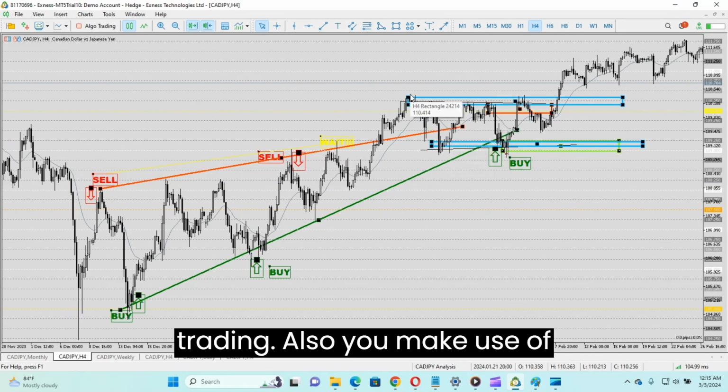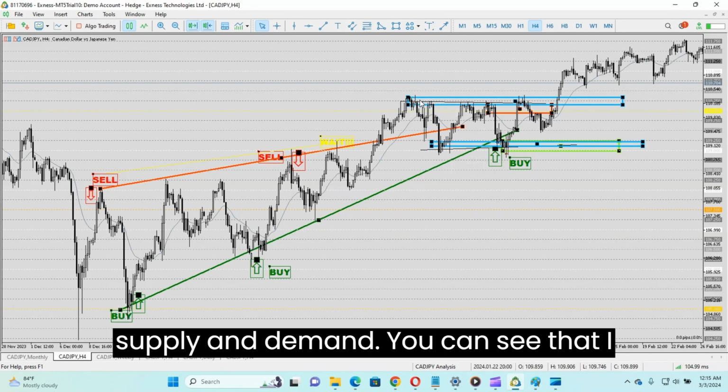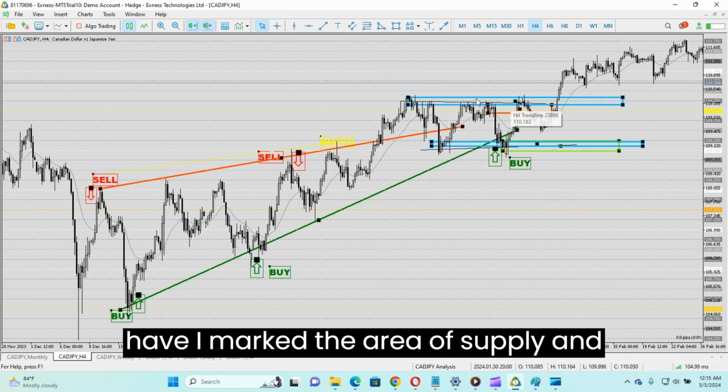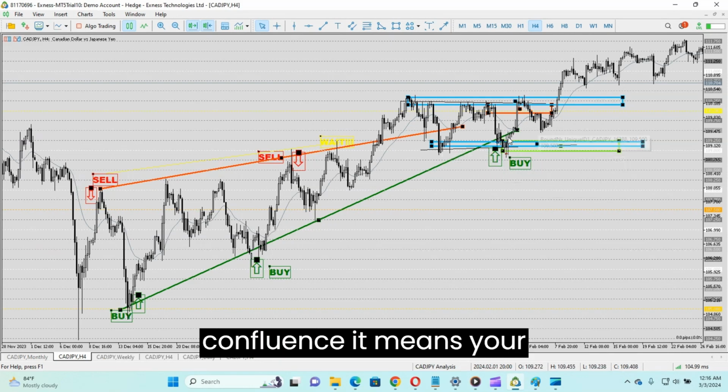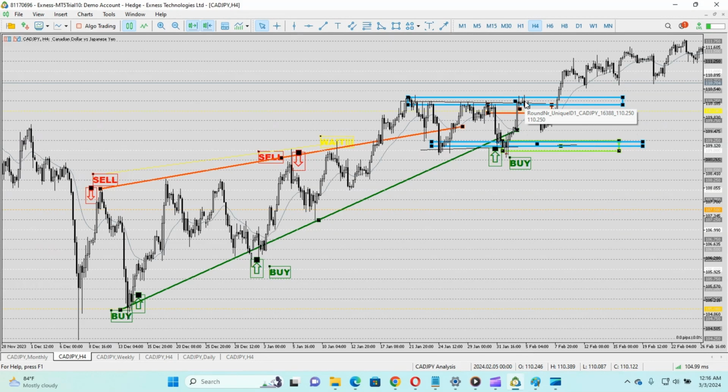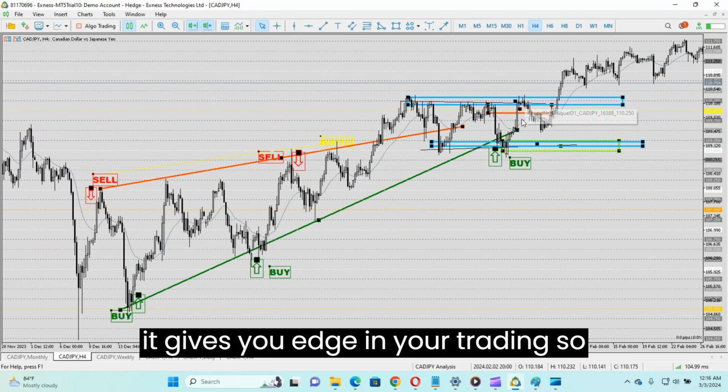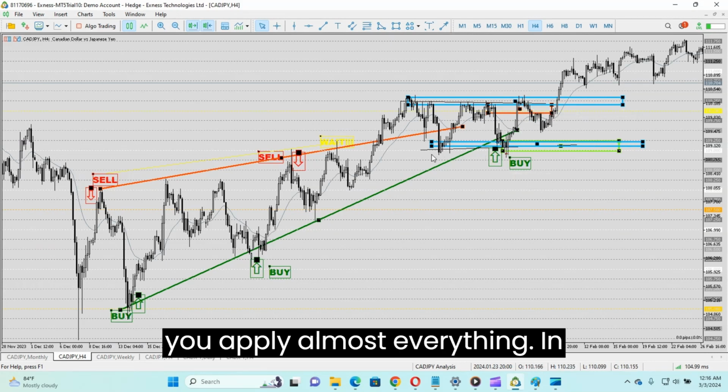Also, you make use of supply and demand. You can see that I marked the areas of supply and demand in my charts, and when there is confluence, it gives you an edge in your trading. So you apply almost everything.